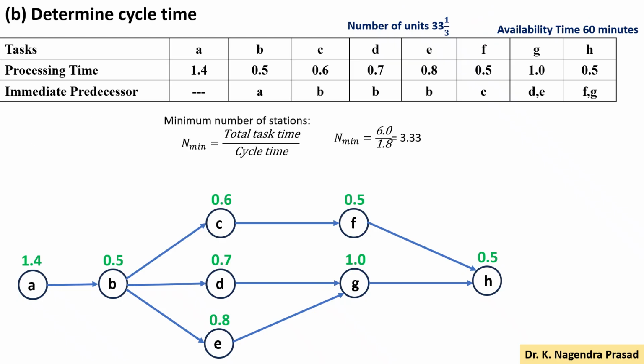Next we determine the minimum number of workstations. We know that the number of workstations equals the total task time divided by the cycle time. The cycle time is 1.8 minutes and the total task time is 1.4 plus 0.5 plus 0.6 plus 0.7 plus 0.8 plus 0.5 plus 1 plus 0.5, which equals 6. So 6 divided by 1.8 equals 3.33. Then the number of workstations is 4.